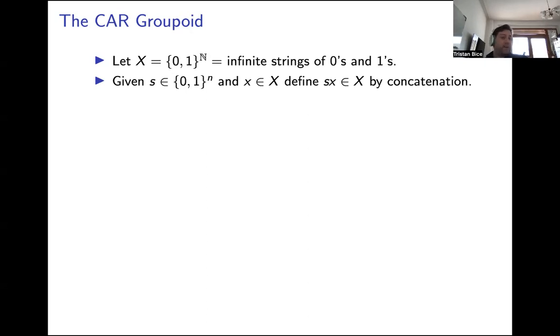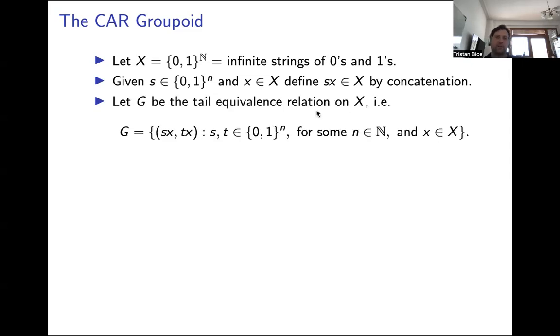Now, given some finite string, so some function from a finite set with n elements to {0, 1}, and some infinite string, there's a very easy way of creating a new infinite string just by tacking the finite string onto the left of the infinite string. So you just concatenate these two things to produce a new infinite string.